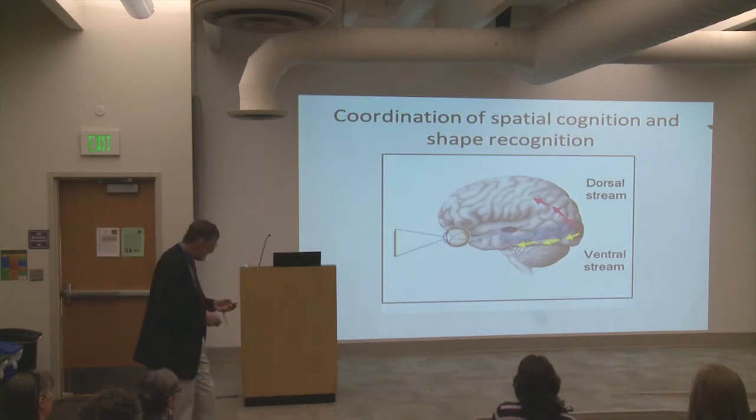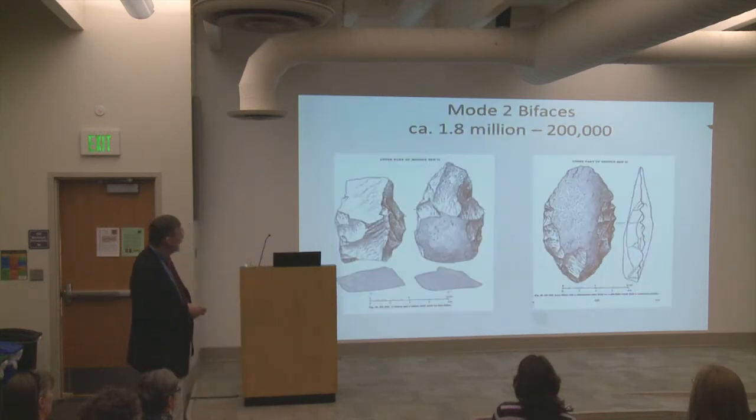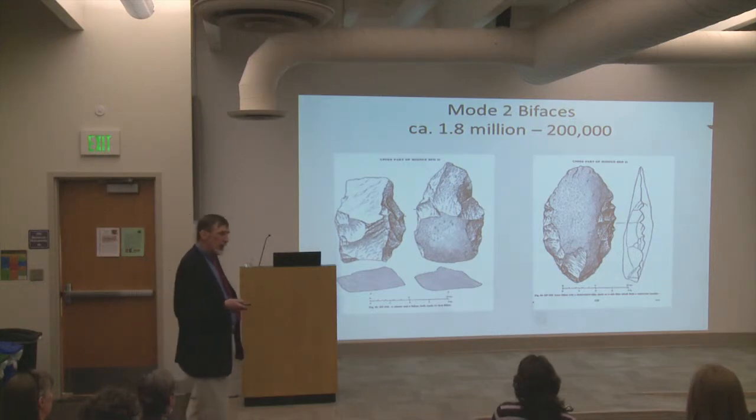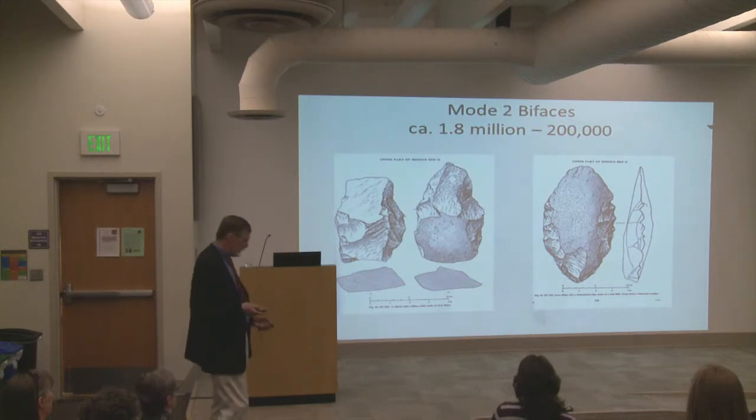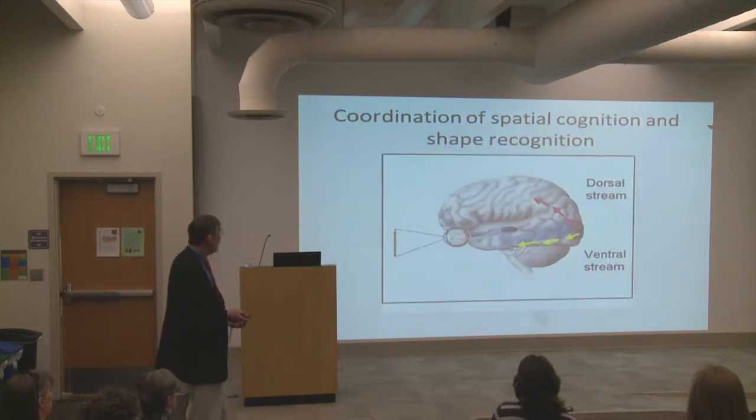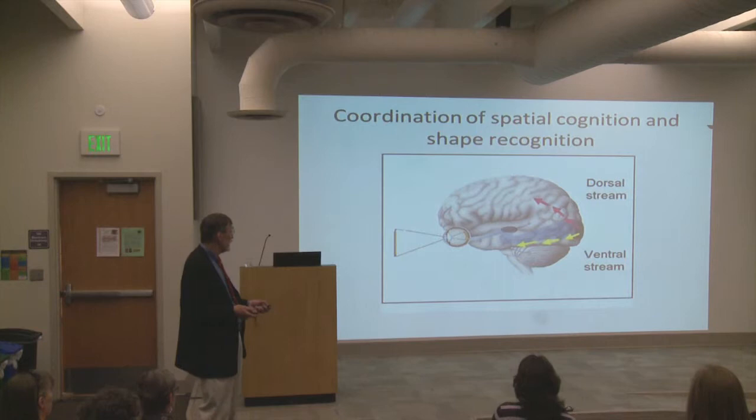So what we've got here is a coordination of the two visual streams. And that's interesting because that's something chimpanzees can't do, and that's a development in spatial cognition.